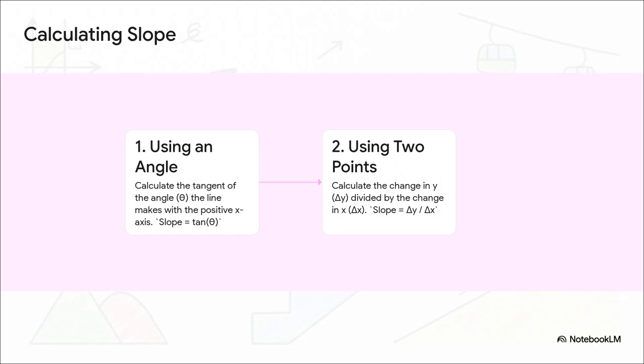So the most direct way to nail down a line's slope is to just pick any 2 points on it. Seriously, any two will do. Then you measure the vertical change between them and you divide it by the horizontal change. That's all there is to it. That one ratio gives you the slope.